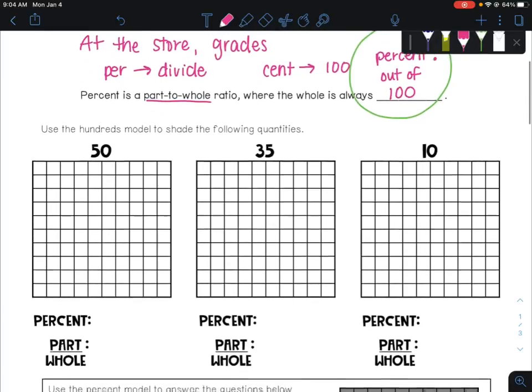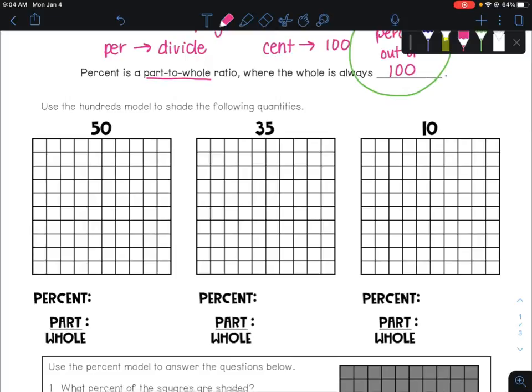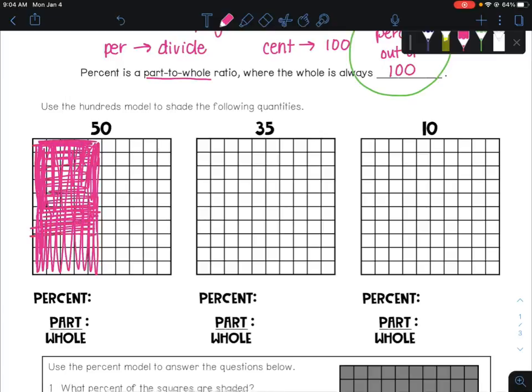Okay? So now if we want to model this, we can just shade it in. So this is 10 by 10. So if we want to shade in 50, we just need to do 5 of these columns or 5 of the rows. And you can get that all shaded in. And it should also look like half because 50% is half of 100%. So 50 out of 100 means 50%. The part is 50, the whole is 100.